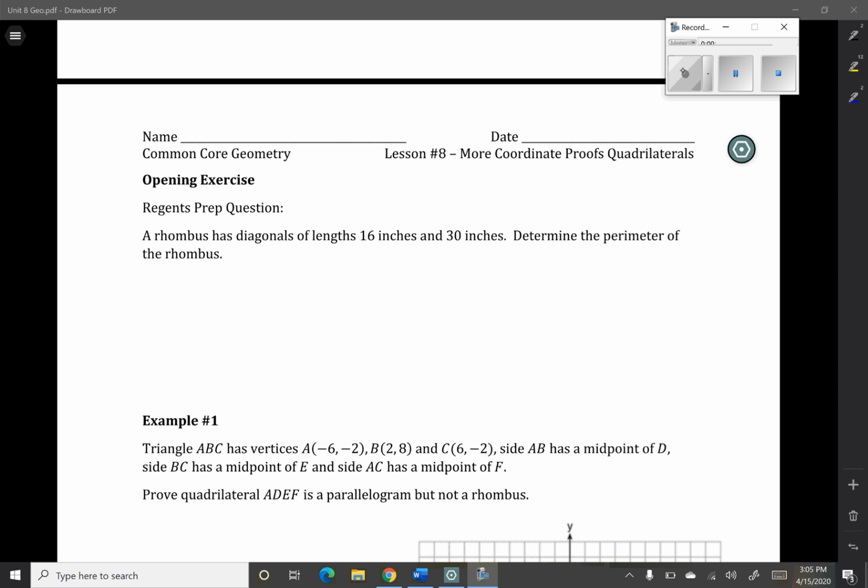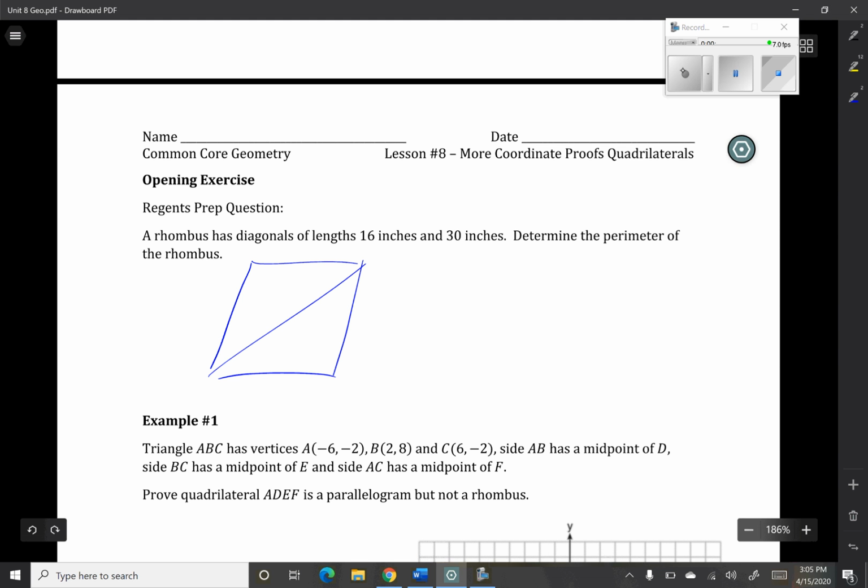All right, everybody, welcome to the video here for lesson number 8, more coordinate geometry proofs. So the opening exercise is actually a Regents question. It's something that we have done in a previous lesson. So what we could do here for this rhombus, all right, so we have a rhombus. It says the diagonals have lengths of 30 and 16.